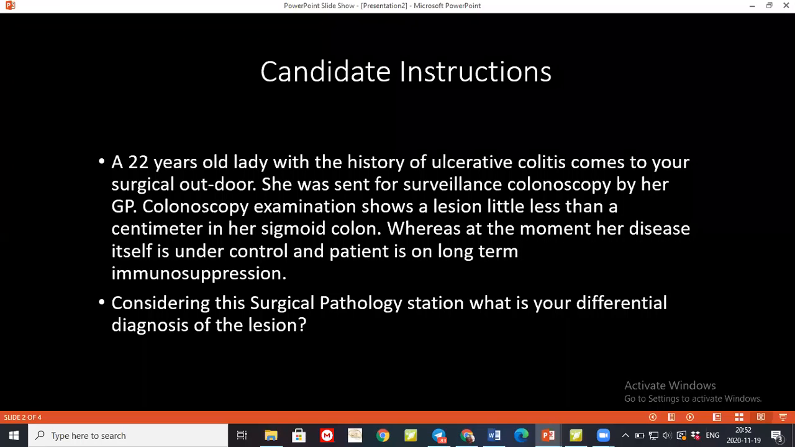We use the Duke's criteria. There's no mention of lymph node involvement. Just the colonoscopy has been done. Okay, nothing more.